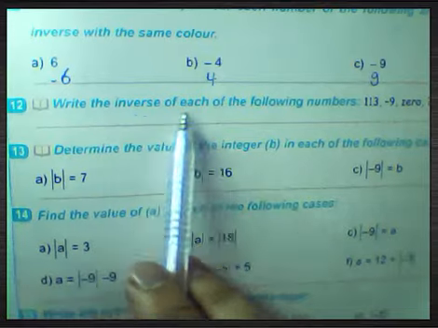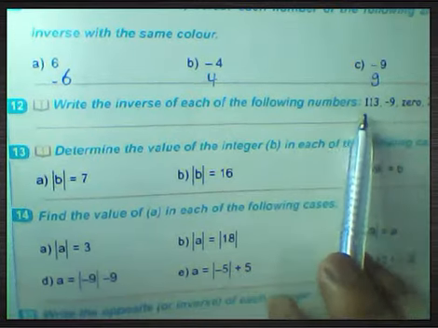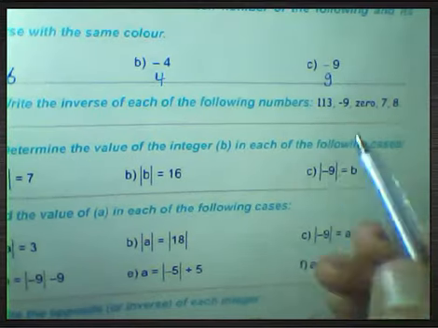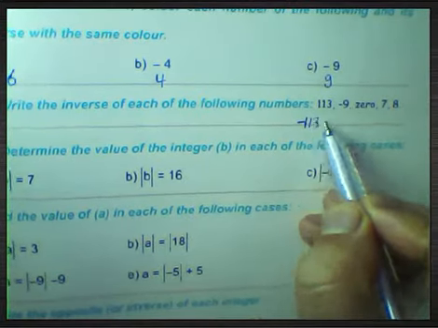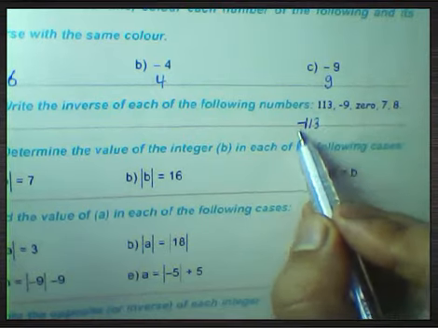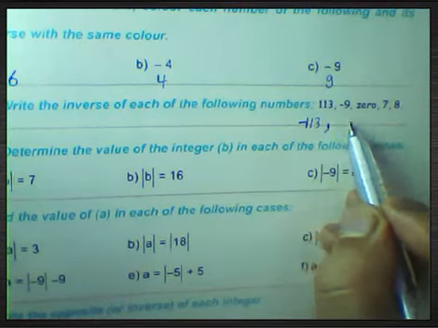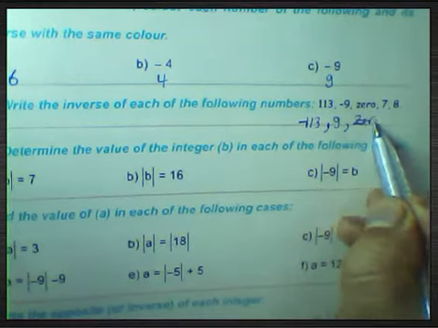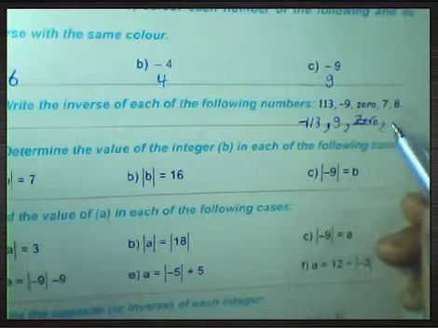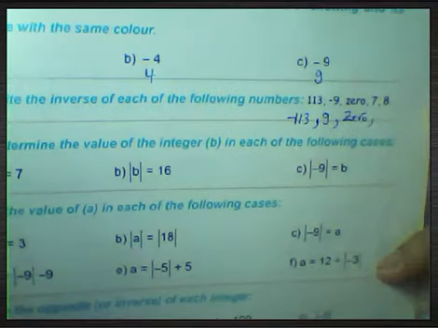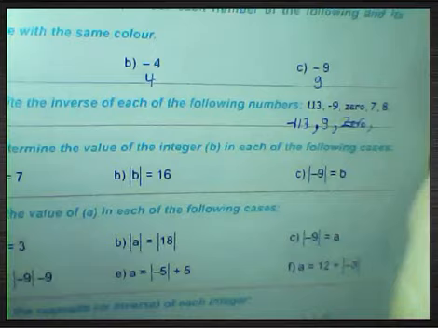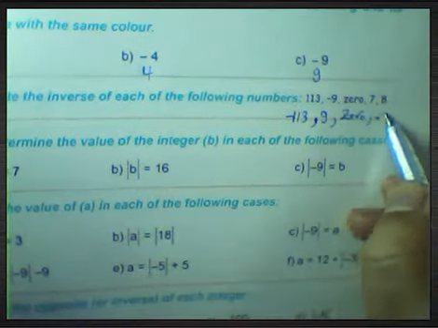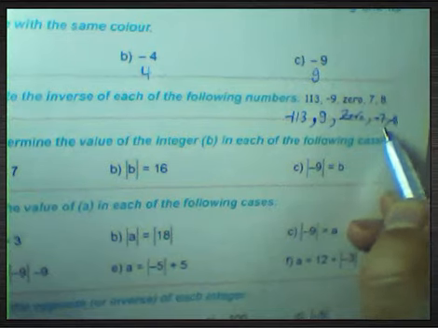Write the inverse of each of the following numbers: 113, -9, 0, 7, and 8. We can write -113. And -9, the inverse of this number will be 9. 0, the inverse of this number will be 0. 7, the inverse of 7 will be -7. And 8, we can write negative 8. It's okay.